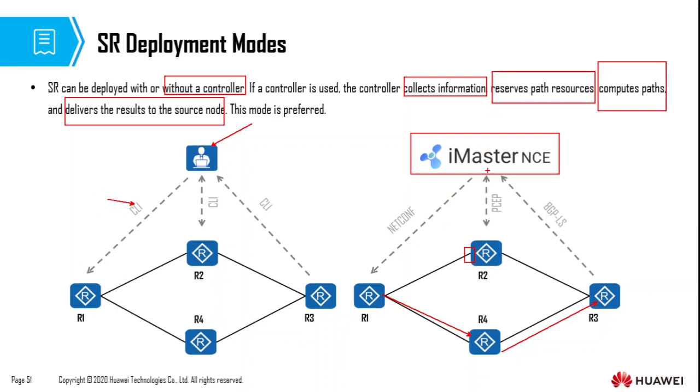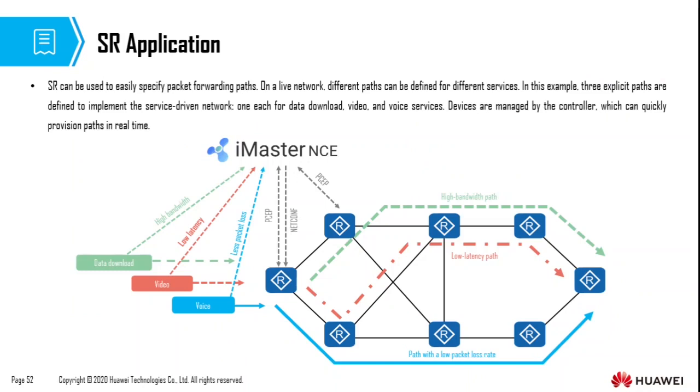But when you use the controller, for example, for Huawei, it's called iMaster NCE. It uses protocols such as NETCONF, which is what we call netconfig, and PCEP, in order to learn about the network status and be able to dynamically create different paths. So SR can easily be used to specify packet paths. On a live network, different paths can be defined for different services when you're using SR.